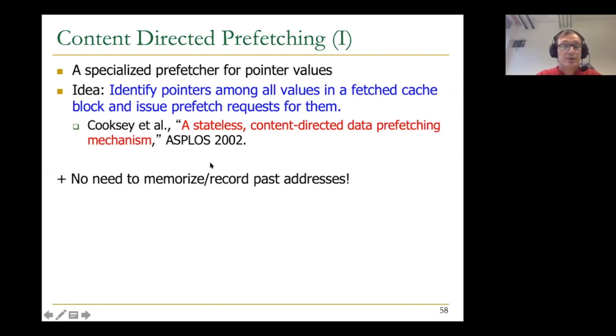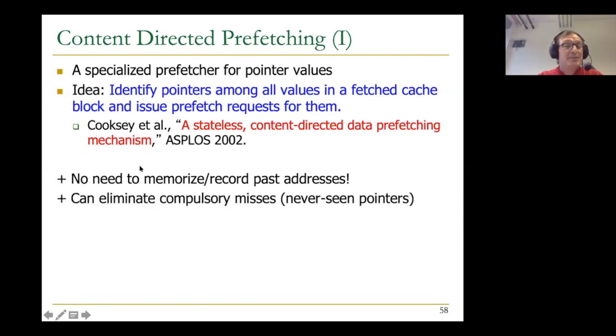in ASPLOS 2002. And the huge advantage of this is there's no need to memorize or record past addresses. So this could be stateless, as you can see from the perspective of storing addresses. That's why I like this idea. It's a creative idea where you don't need state.